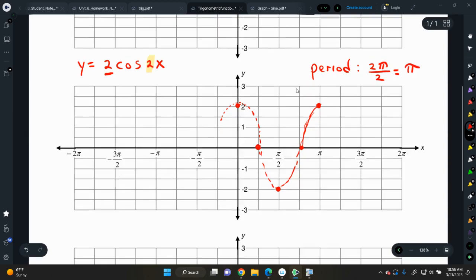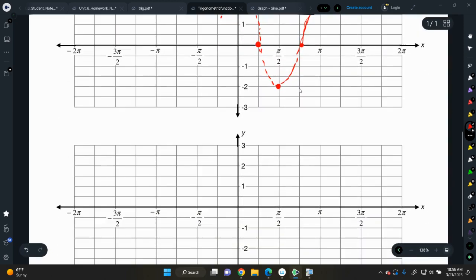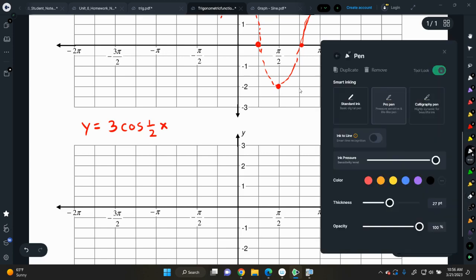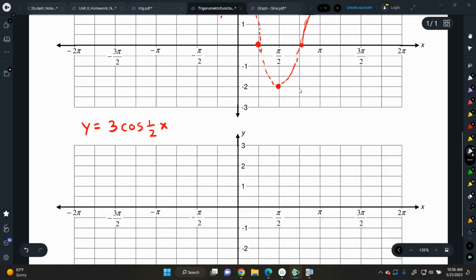Okay. So let's look at y equals 3 cosine 1/2 x. 3 cosine 1/2 x. See if you can do that one yourself. And you can just graph one period of it.